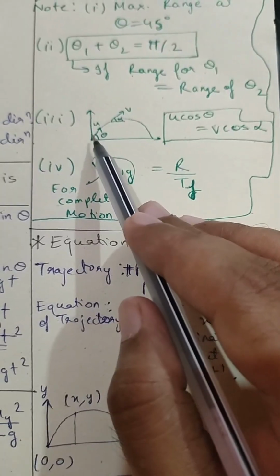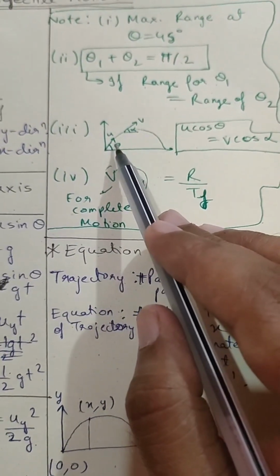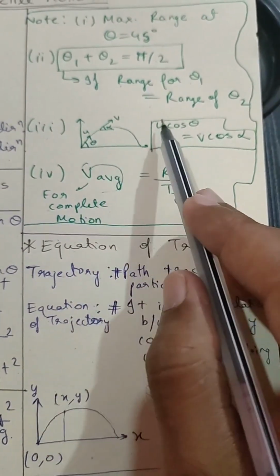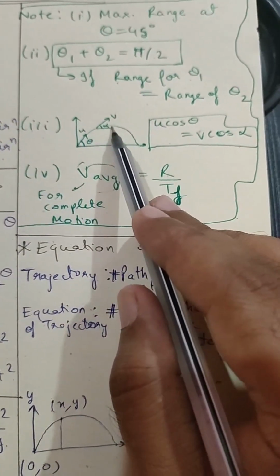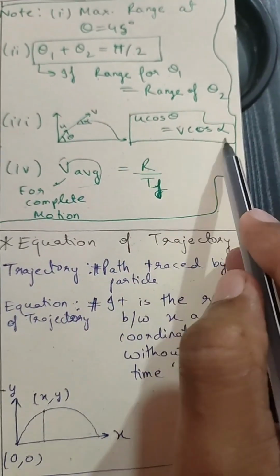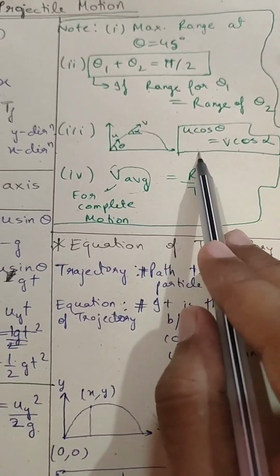I told you that since there is no acceleration in the x direction, the velocity in the x direction will be the same. Initially the velocity in the x direction is u cos theta, and here it will be v cos alpha. So u cos theta and v cos alpha are the same. This property is very important. Many questions are solved using this one.